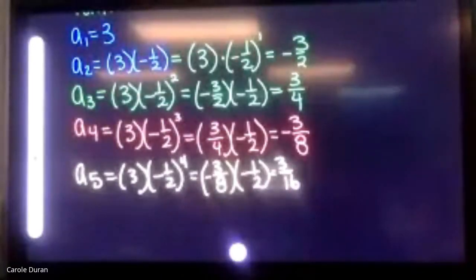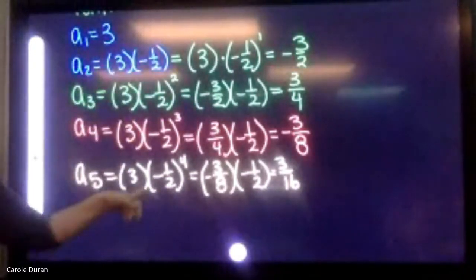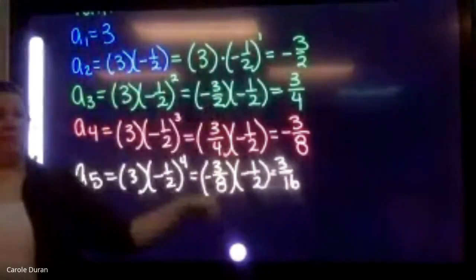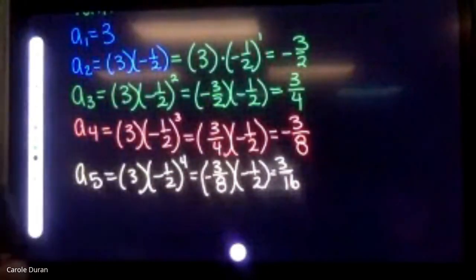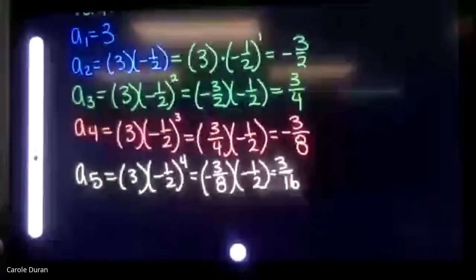Does everybody see how we found those first 5 terms? You could have chosen to do the nth term rule, or you could have just multiplied the previous term by the common ratio. Either way, it'll work out. Everybody okay with those first 5?